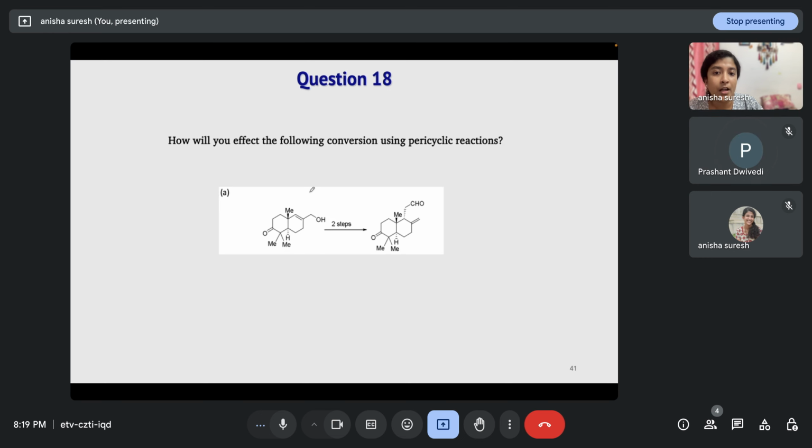Okay, ma'am. Now coming to the next question. This was in the week 5 assignments of this session this year. How will you effect the following conversion using a pericyclic reaction? They have given the starting material and the final product, and the reaction is taking place in two steps. So what will be the two steps, or what will be the mechanism of those two steps?